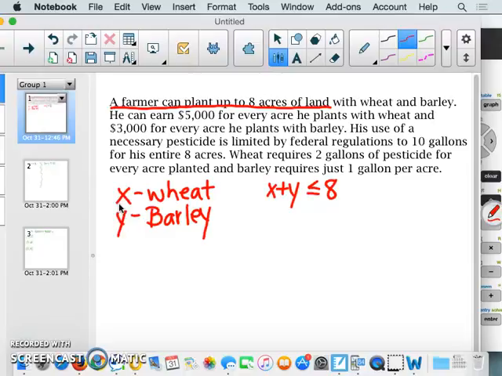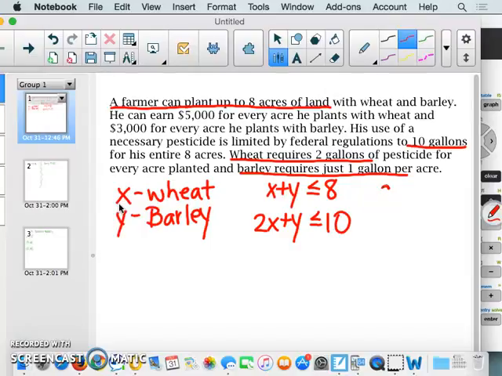The second constraint comes from the fact that he has 10 gallons, and wheat requires 2 gallons and barley requires 1 gallon. So that is 2X plus Y is less than or equal to 10. So here is the available acres, and this is the pesticide.